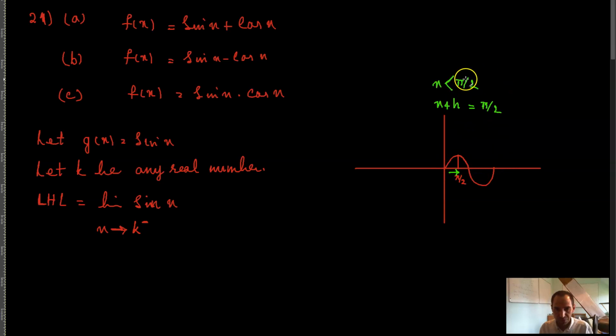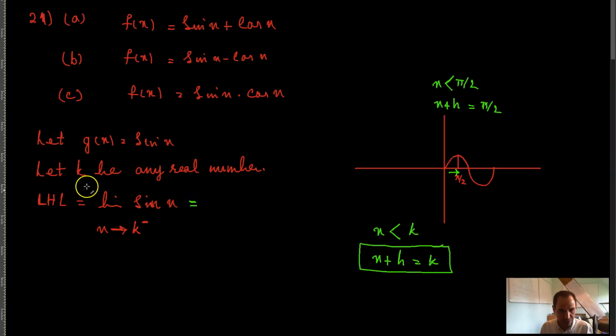Now in this situation, if I say that this pi by 2 represents any k in the domain of the sine function, then I can simply say that, since x is tending to k from the left, x is always going to be less than k, meaning that x plus h is always going to be equal to k. And so now there is this relationship between x, h, and k, right? So imagine that k is some number in the domain of the sine function, x is tending to that k, the difference between x and k is h, and this relationship exists between x, h, and k.